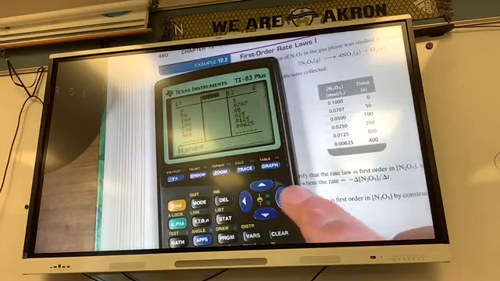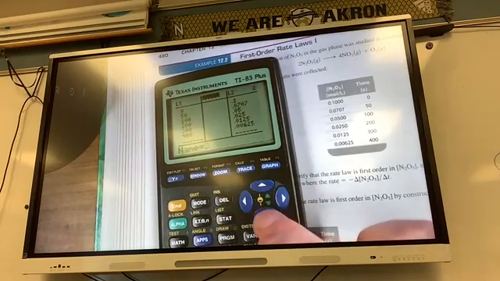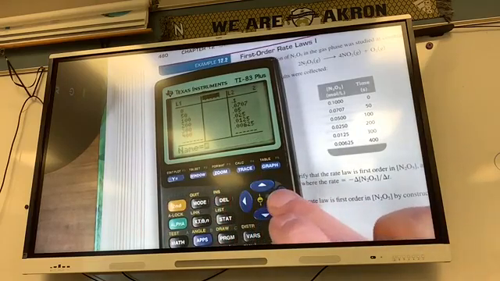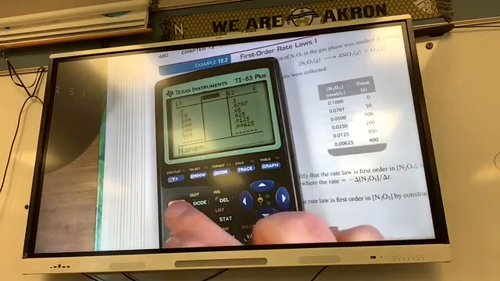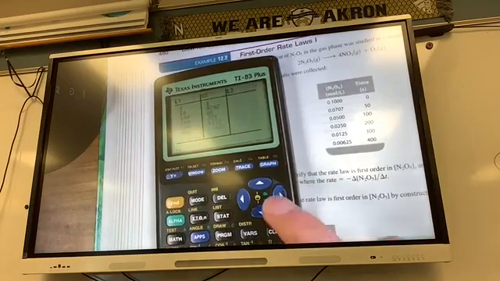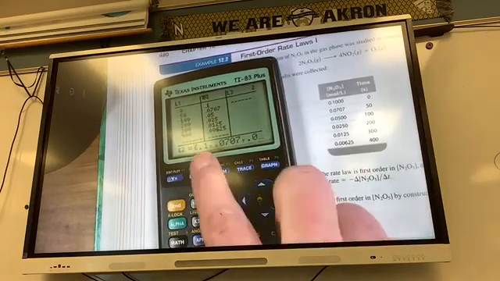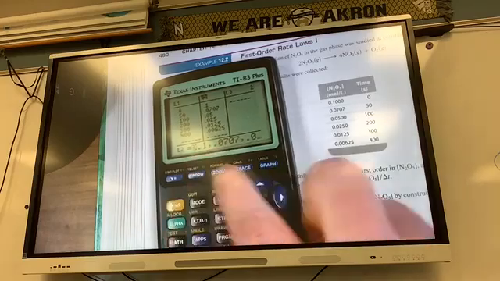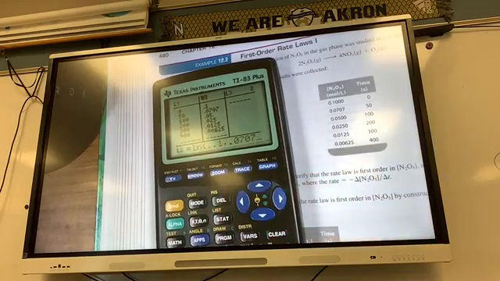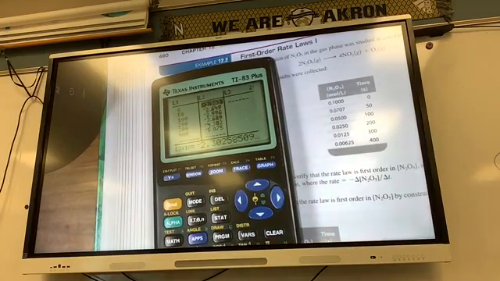Ooh, that's not what I wanted to do. How do I delete that? Clear. Okay, good. For L2, I'm going to hit enter. Now I'm down here. Now I'm going to hit second insert, natural log. And that'll take the natural log of the whole list. Hit enter. Natural log done of all of them.